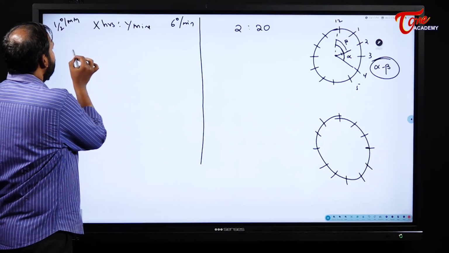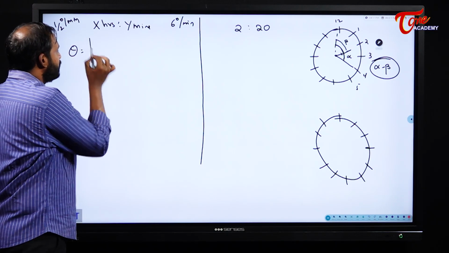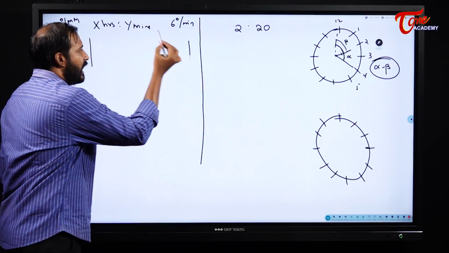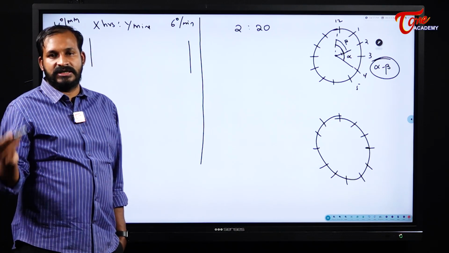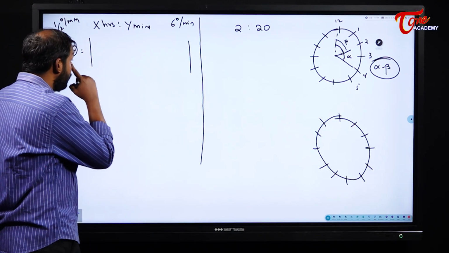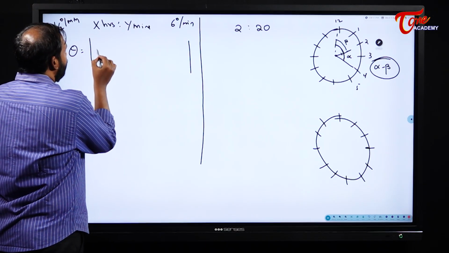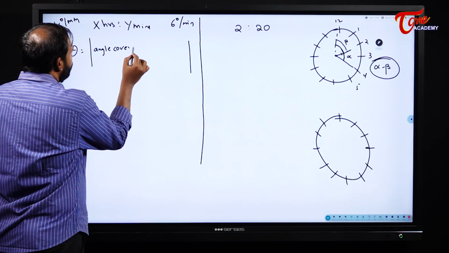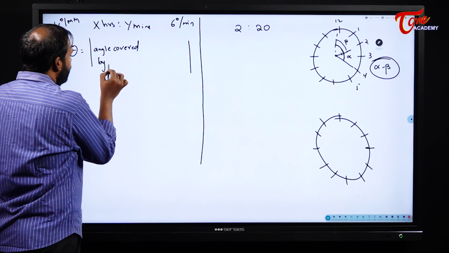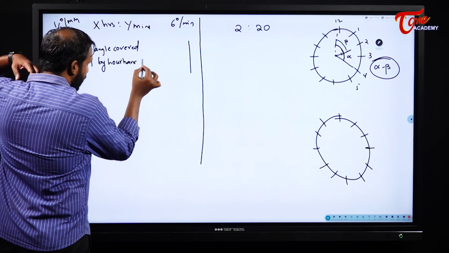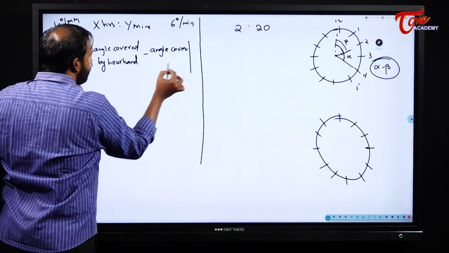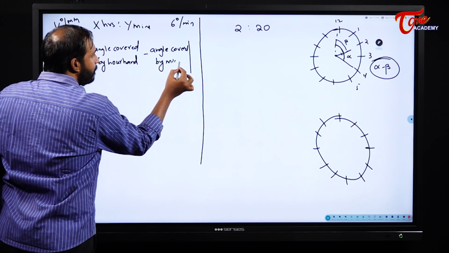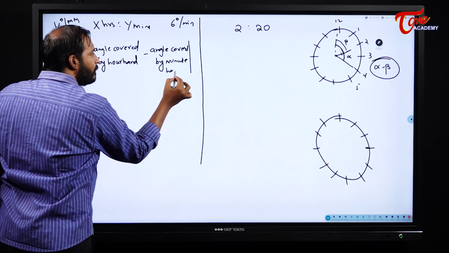Let us assume that the angle between the two hands of the clock is some theta. I will use the symbol mod, because sometimes my hour hand may travel more distance or sometimes my minute hand may travel more distance. So I will take the angle covered by the hour hand minus the angle covered by the minute hand.